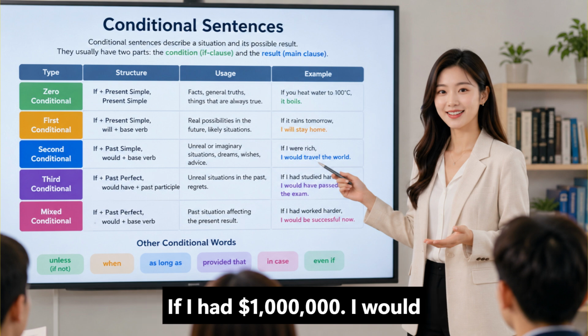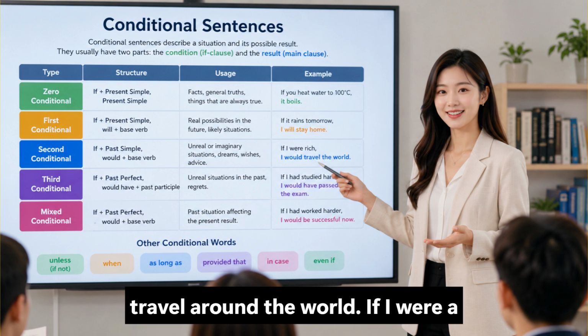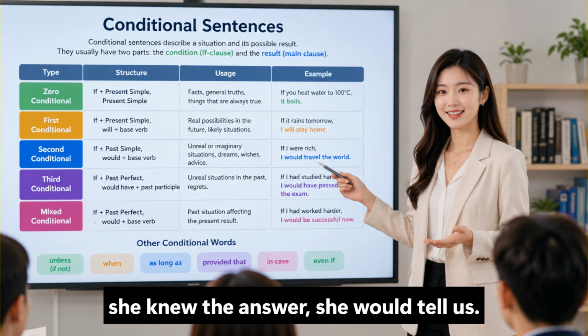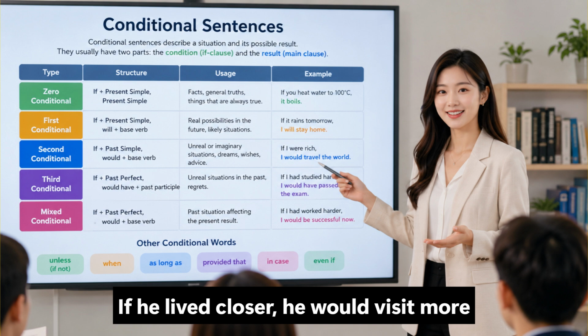Examples. If I had $1 million, I would travel around the world. If I were a bird, I would fly across the ocean. If she knew the answer, she would tell us. If he lived closer, he would visit more often.